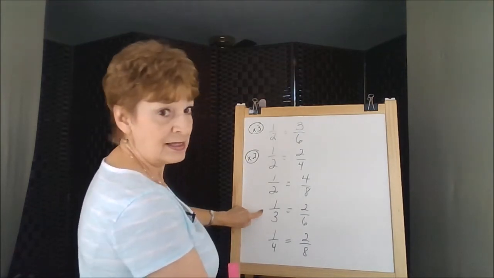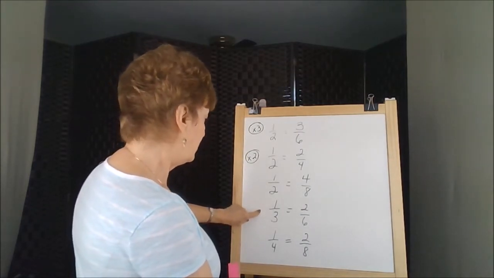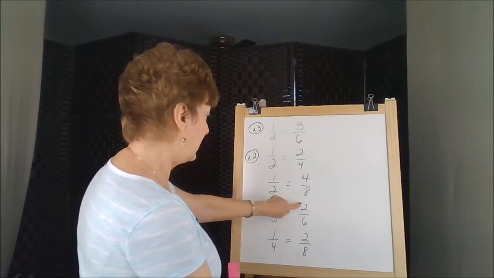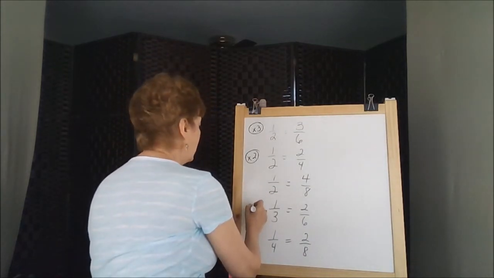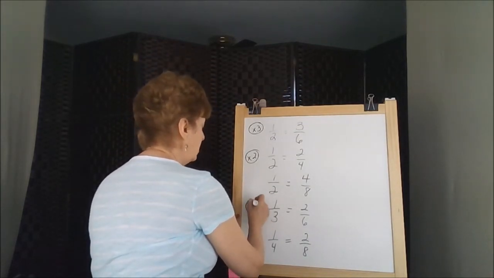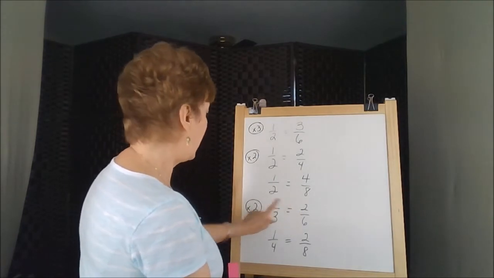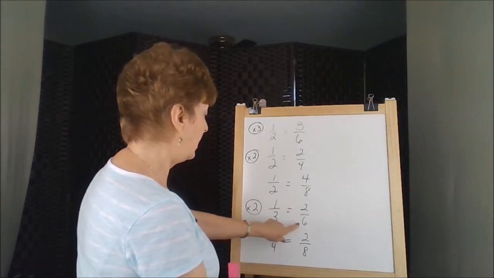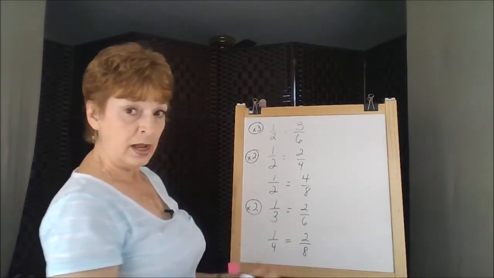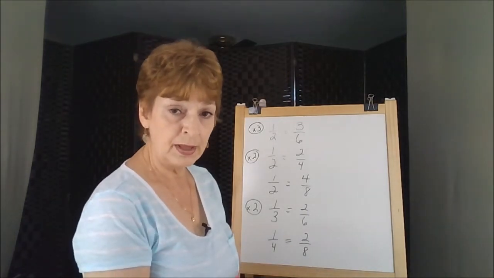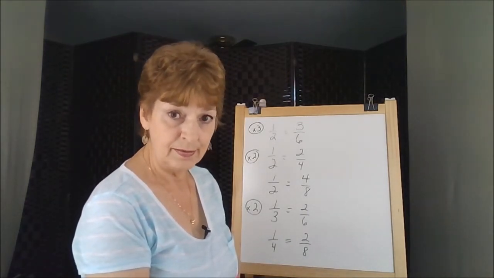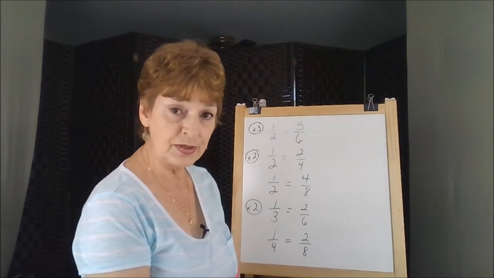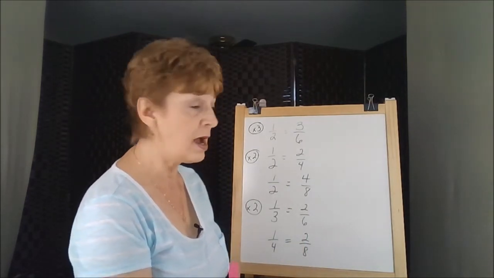Let's get down to this one. What did we multiply 1 by to get a 2? 1 times 2 is 2. So we used it again. 2 times 3 is 6. Whatever you multiply the numerator by, you also have to use it again to multiply for the denominator.